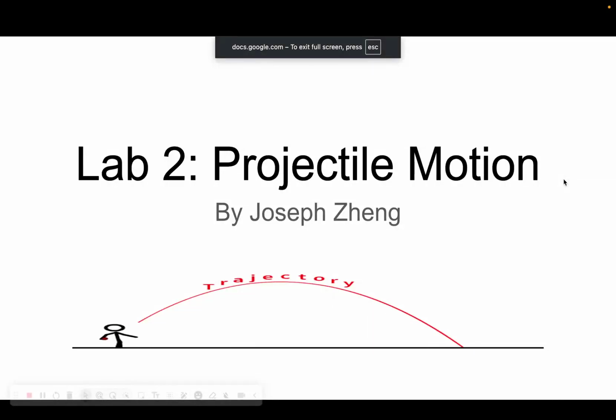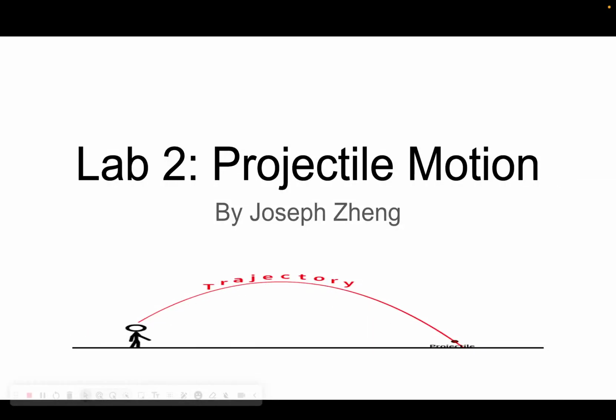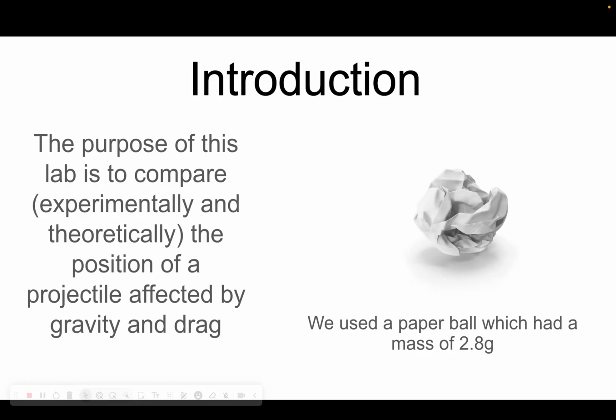Hi, my name is Joe Zhang, and this is my Lab 2 report on projectile motion. The purpose of this lab is to compare experimentally and theoretically the position of a projectile affected by gravity and drag. We use a crumpled up paper ball, which you see right there, with a mass of 2.8 grams.